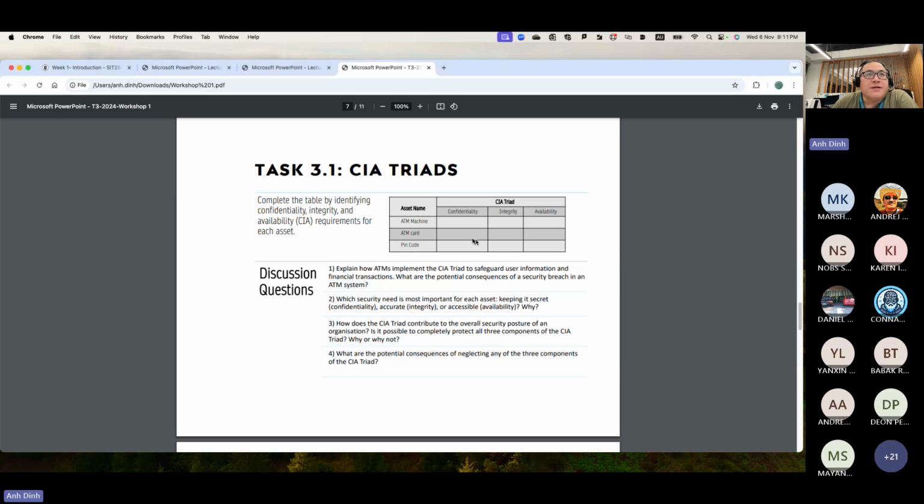Yeah, let's start with this table then. What do you think ATM machine integrity means? What is our interpretation of integrity for the ATM machine? Feel free to unmute yourself and speak up, or type it in the chat.